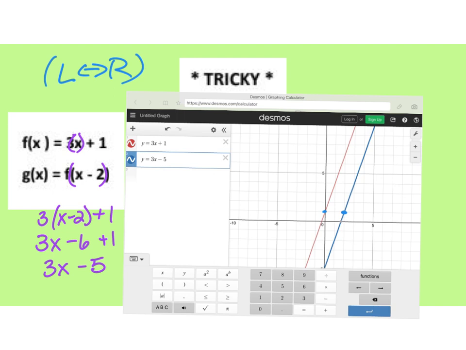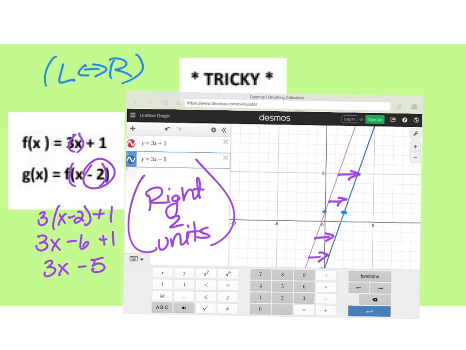So you can see here that this was a shift or a slide to the right 2 units. And again, this minus 2 tells you that it's going right 2 units. We know it's right 2 units because of the parentheses. A little bit tricky, ladies and gentlemen.